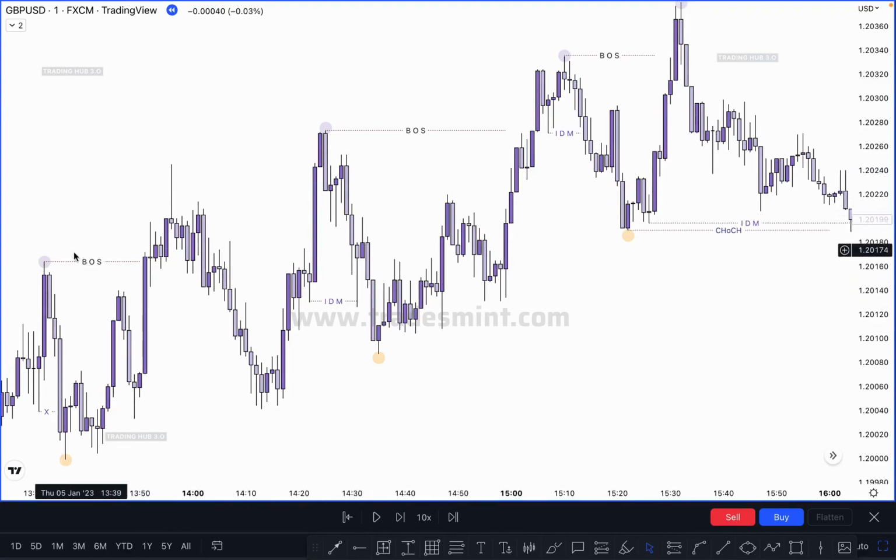So what happened here? Break of structure. After the break of structure, our higher high is confirmed here, as we discussed in a previous chapter. So in this case, what is the inducement?